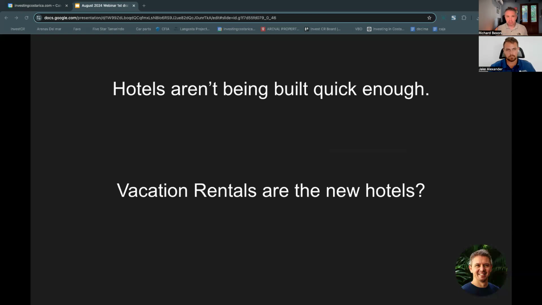So you have all these travelers arriving into Costa Rica, pushing more towards Liberia. Hotels aren't being built quick enough. If anybody has ever tried or knows the industry here, it can take 3+ years just to break ground. And sometimes it can take 5, 6, 7 years. The cost of operations in Costa Rica continue to increase.